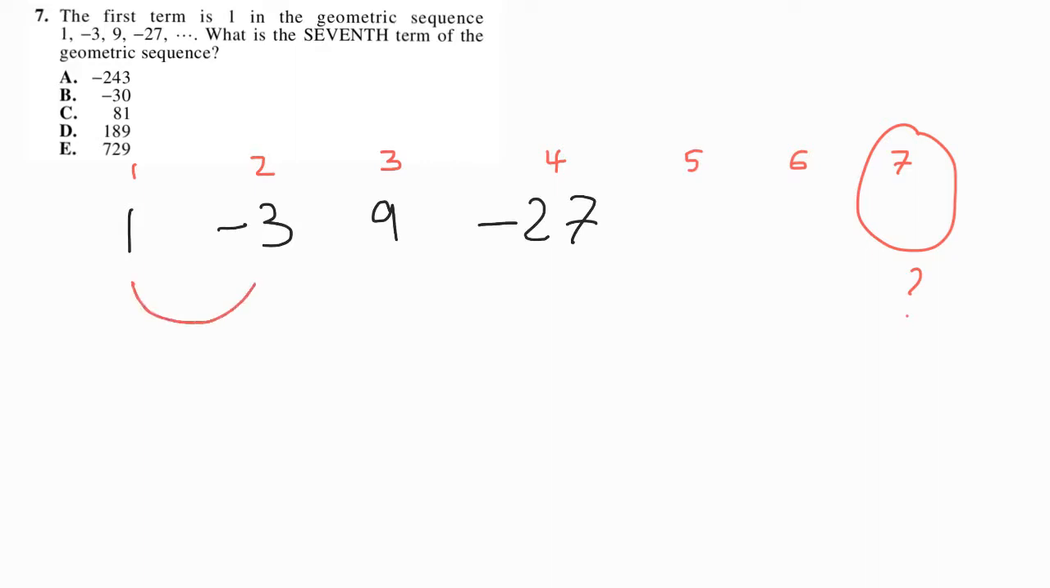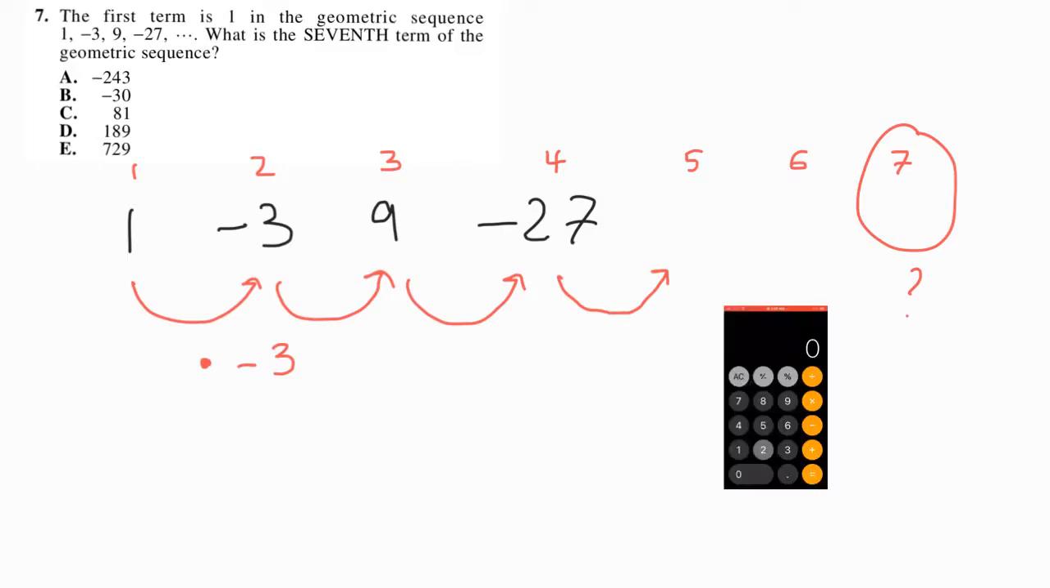Right? So from the first to the second term, from the second to the third term, from the third to the fourth term, is there a pattern there? Yeah, I see that every time you're multiplying by -3. Okay? So what we're going to do is we're going to try to find the fifth term right after this one. So get my nifty calculator.